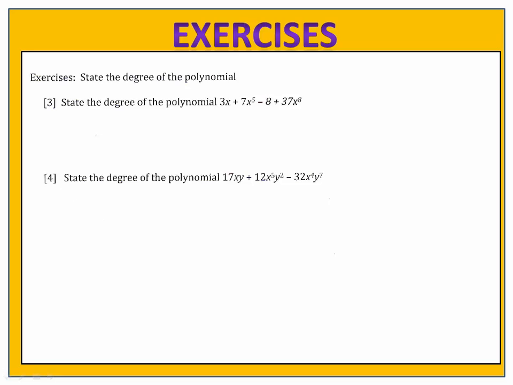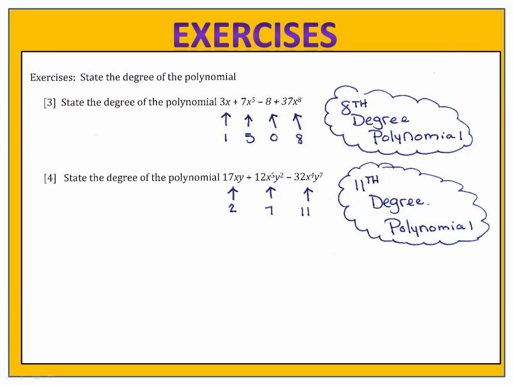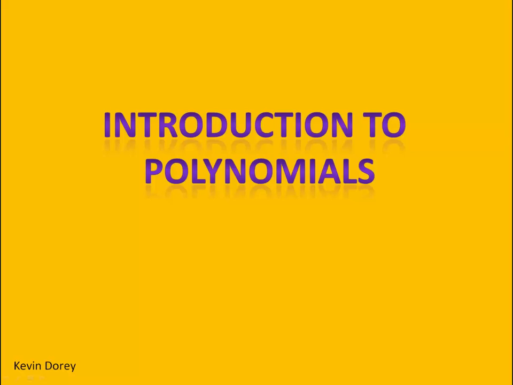Exercises 3 and 4 ask for you to state the degree of each of the given polynomials. Please pause the video here and complete the exercises. Then come back and we'll see how you did. Exercise 3 is an 8th degree polynomial. Exercise 4 is an 11th degree polynomial. This is everything you need to know to get started working with polynomials.